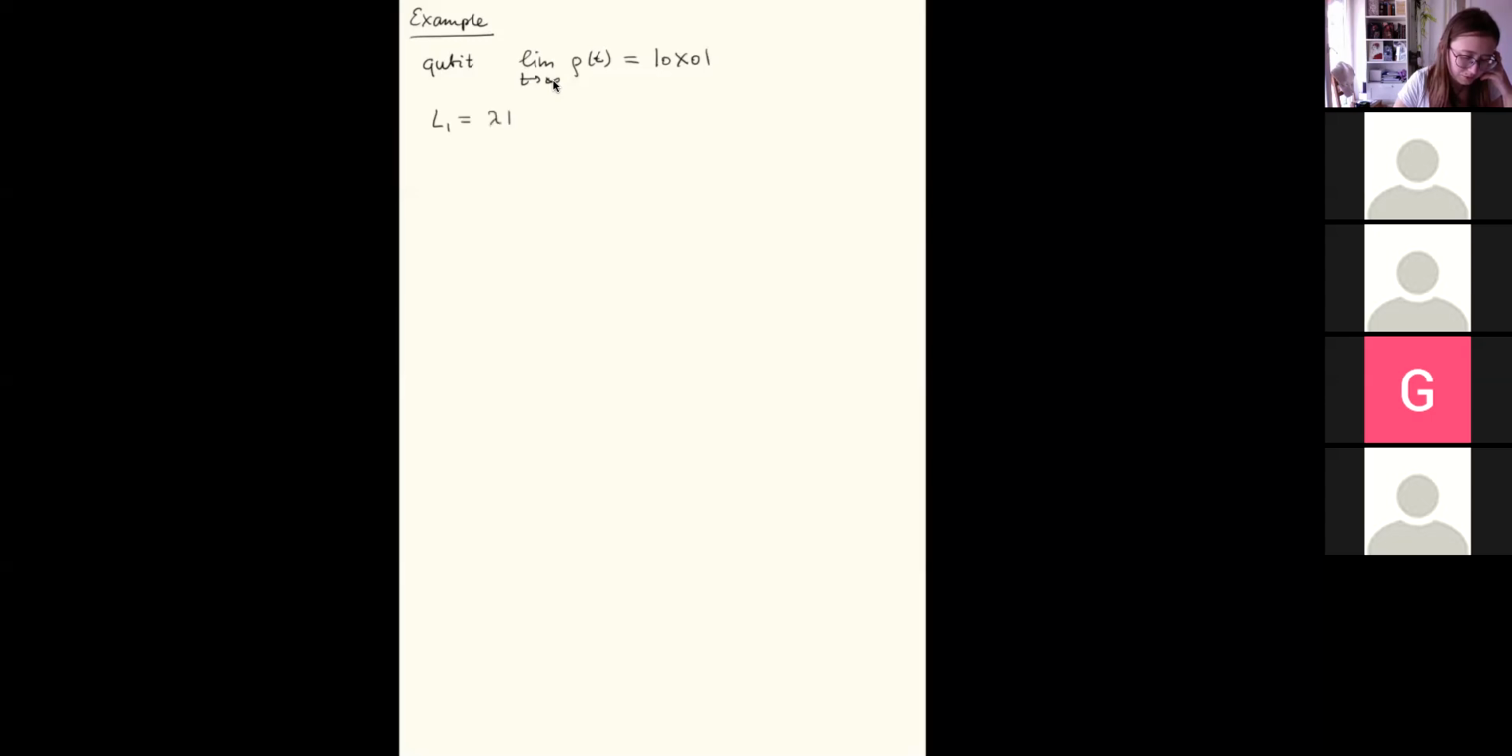The operator that we need is lambda times |0><1|. We also assume that the Hamiltonian of the system is 0. So let's say that it doesn't have an energy gap between the states. Okay, then let us show that this evolution is described by this Lindbladian.